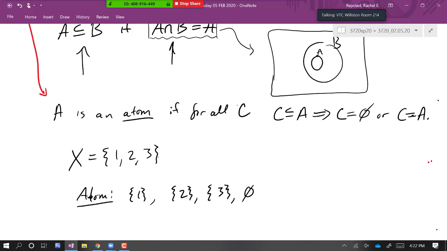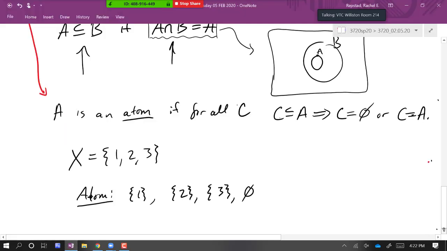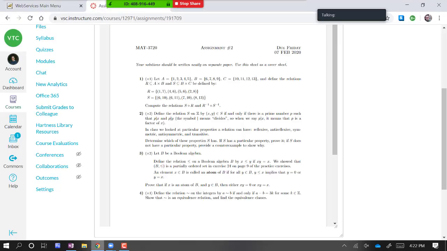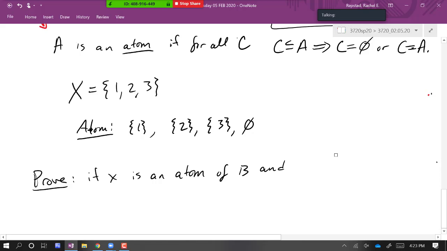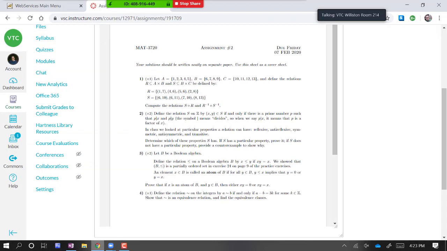So this is what an atom is. And what you're trying to prove now is: prove that if X is an atom of B and Y is in B, then either XY is 0 or XY is X.